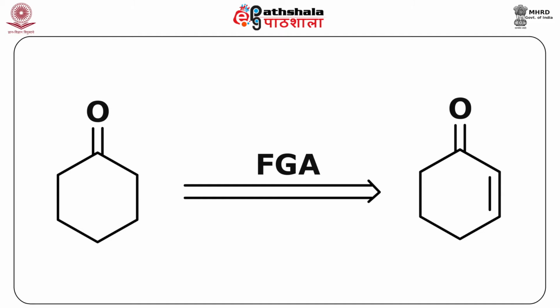Here we can see that the single functional group in cyclohexanone is the carbonyl group, which gets converted by the functional group addition to two functional groups, that is one is the ketone and another is the double bond at the conjugated position. There is an additional functional group, that is the alkene, which has been added. So, we call this the functional group addition approach.